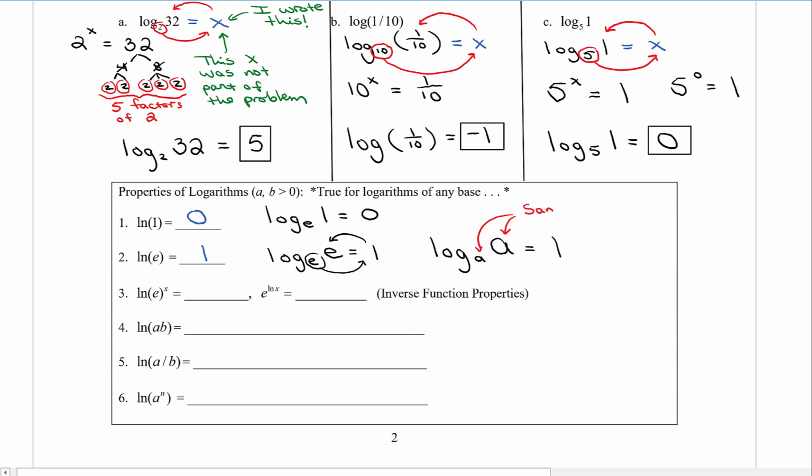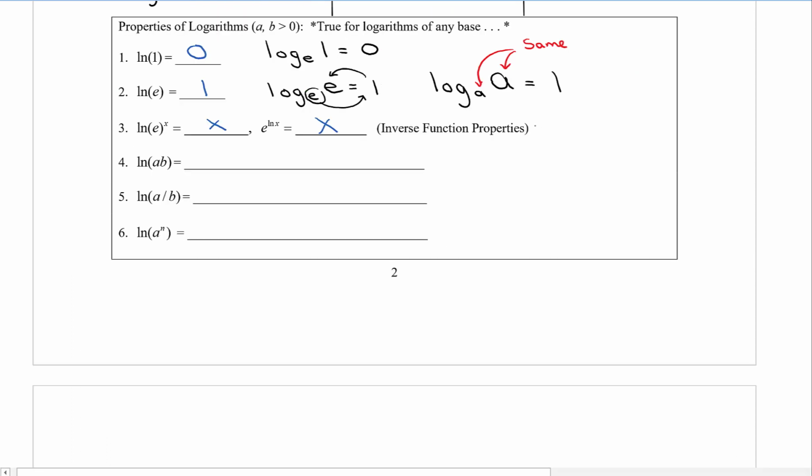Number 3, the natural log of e raised to the x is going to be equal to, yes, x. And then comma, here we have e raised to the natural log of x is going to be equal to x. These are called inverse function properties. And a more general form for this would be the log base a of a raised to the x is equal to x, or a raised to the log base a of x is equal to x.